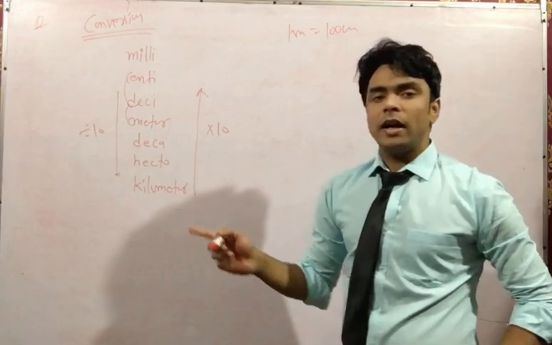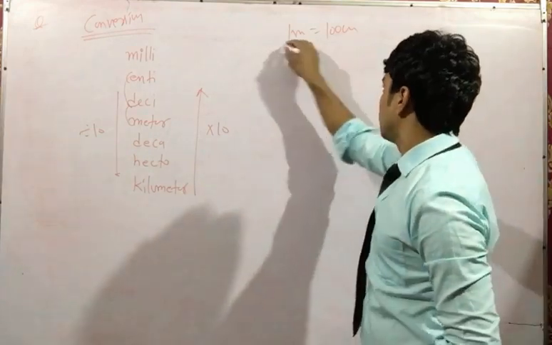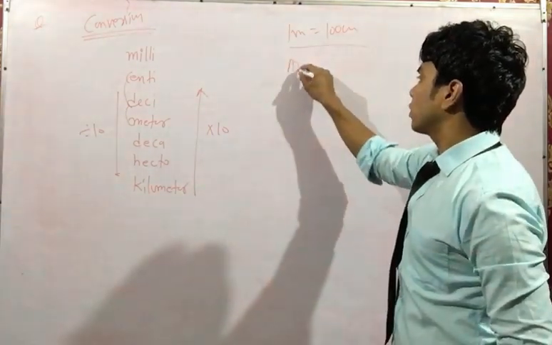1, 2 jump. So 100 decameters in 1 kilometer. Okay, this is important. Now we are talking about conversion of areas.